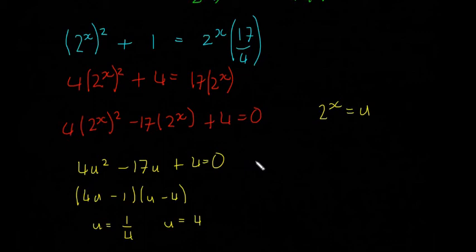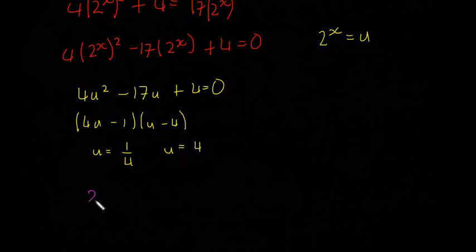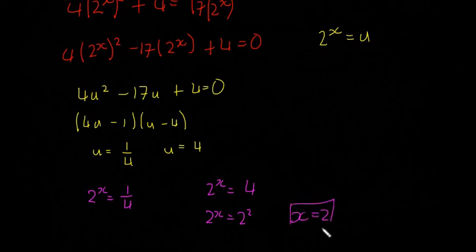So then I'm just going to continue. We have 2 to the power of x is equal to u, and u is equal to either of these. So now we have to solve this for x. That means either 2 to the power of x is equal to 1 over 4, or else 2 to the power of x is equal to 4. So we're going to do this one first. 2 to the power of x is equal to 2 squared, because 4 is equal to 2 squared. So remember, we have to write everything as a power of 2. And that means for this one here, x is equal to 2 should be fine.